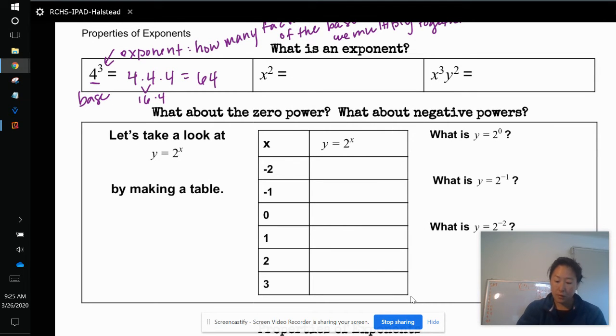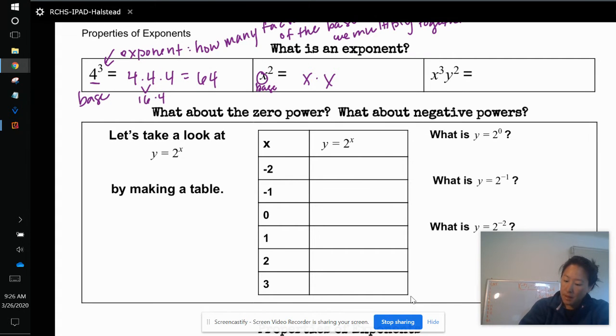Okay. So what is the base? The base is x. Okay. So how many factors of x am I multiplying together? I am multiplying 2 factors of x together. Okay. So that's expanding. Since I don't know the value of x, I got to stop there.